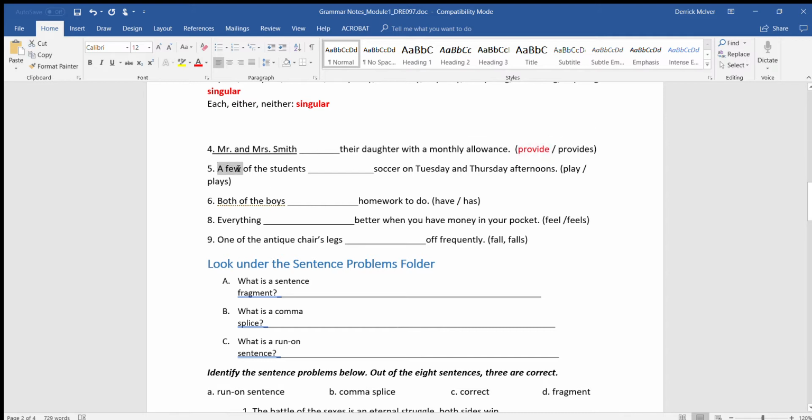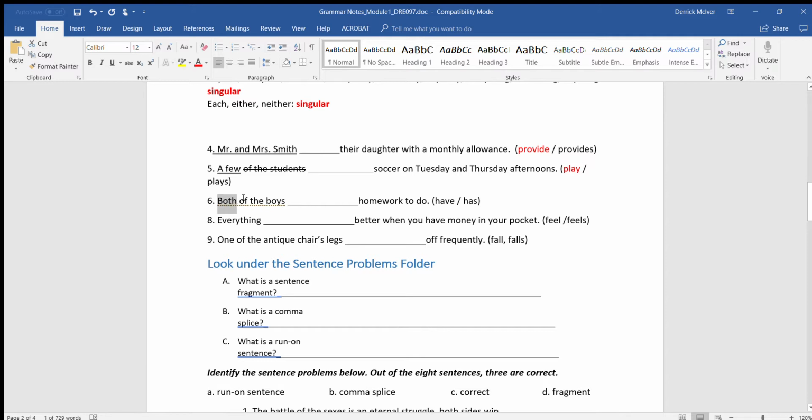A few dollars, a few houses, a few cars, a few lovers, a few shoes mean more than one. It is plural. You can cross out of the students because that's not a part of the subject. A few is the subject, a few is plural, and so it would take on the plural form of the word play.